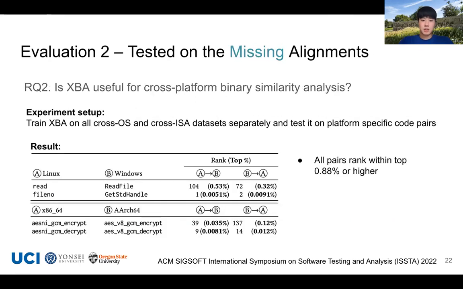For the second research question, we trained XBA with the entire dataset and tested on a few manually selected platform-specific code pairs, which are not included in the dataset. This is the most similar experiment to the real scenario where researchers actually use XBA for their analysis tasks. It turns out that XBA could align all the pairs within the top 0.88% or higher. You can check more results in the paper other than the examples shown in the slide.